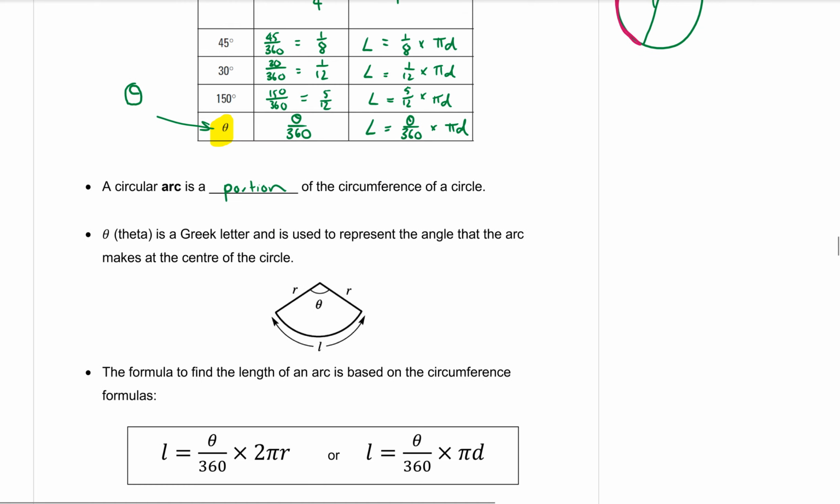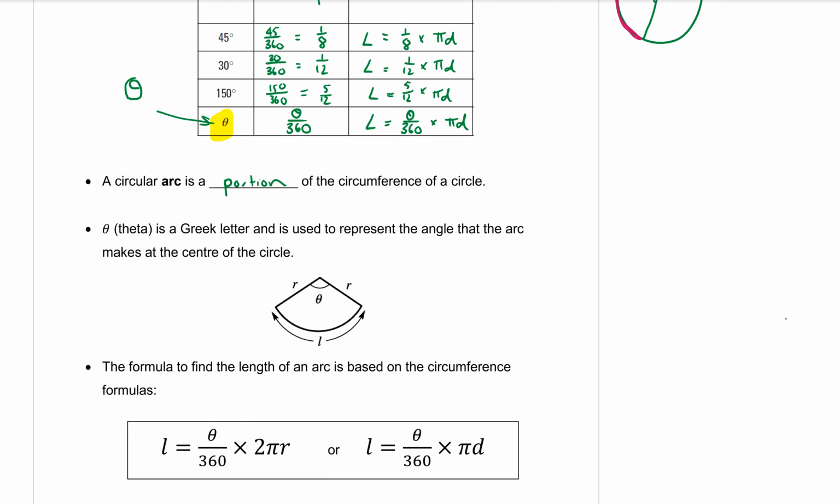We're using this letter theta, which is our circle with a little extra loop in it. Theta, that's how you spell it. It's a Greek letter and is used to represent the angle that the arc makes at the center of the circle. So here is a diagram. If this is the angle that we're trying to find, we're trying to find the length of this arc around here, then we would need to know how many degrees that theta is.